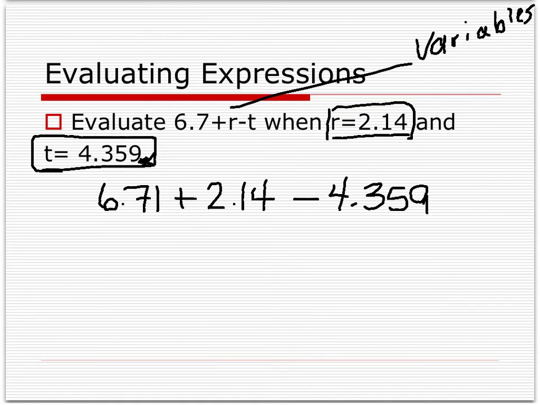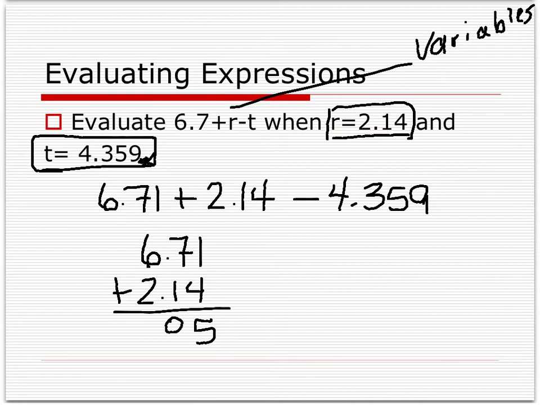Okay, so I'm going to rewrite the problem first and double check to make sure that I have the appropriate number for the appropriate letter. So now that I have that, I can solve. So I'll start out by going 6.71 plus 2.14. Adding that together, I will get 8.85. I'll just double check it one more time. Looks like that's correct.